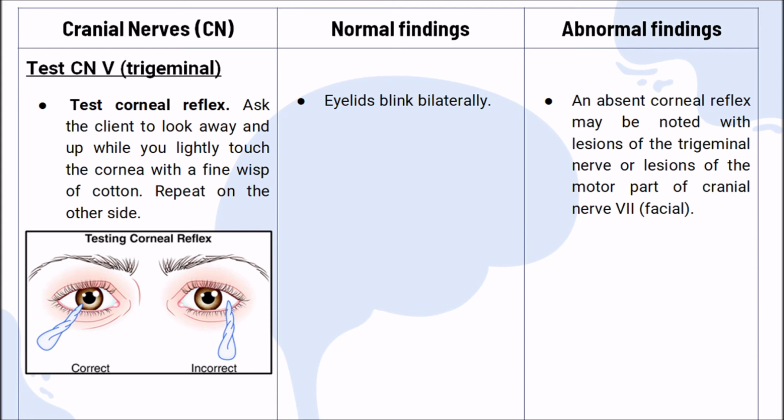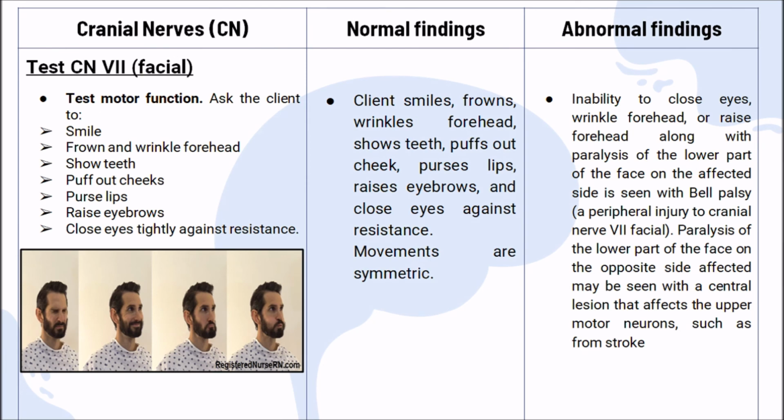Clinical tip: this reflex may be absent or reduced in clients who wear contact lenses. Normal findings: eyelids blink bilaterally. Abnormal findings: an absence of corneal reflex may be noted with lesions of the trigeminal nerve or lesions of the motor part of cranial nerve number 7, the facial. Test for cranial nerve number 7, facial.